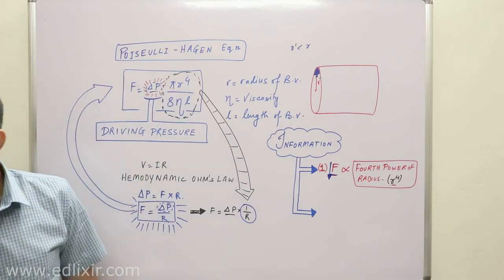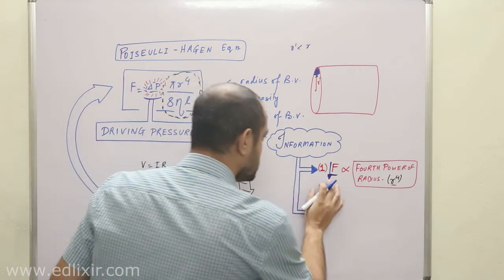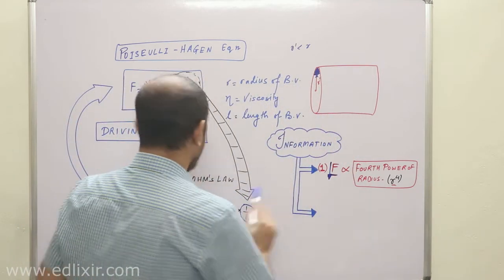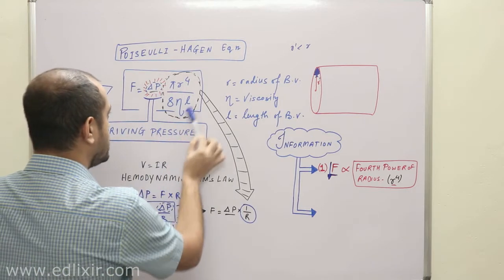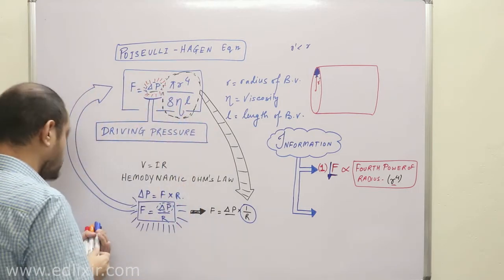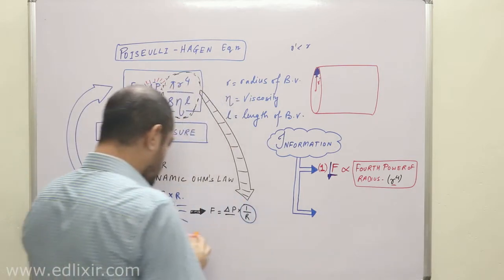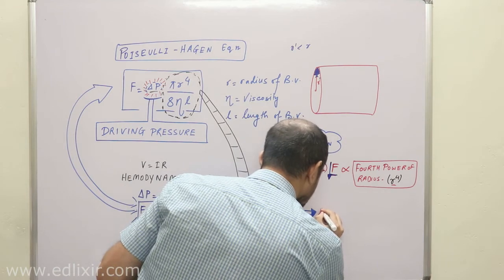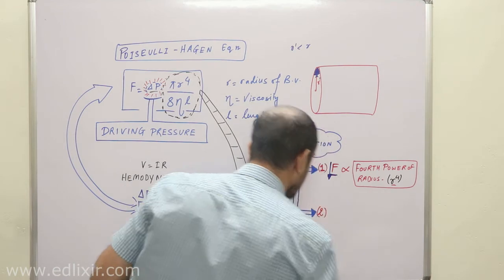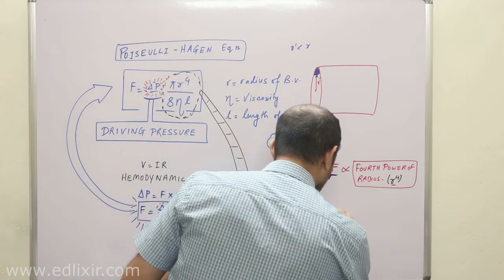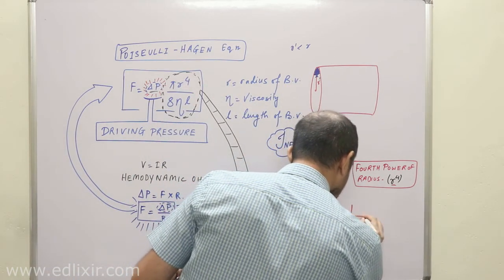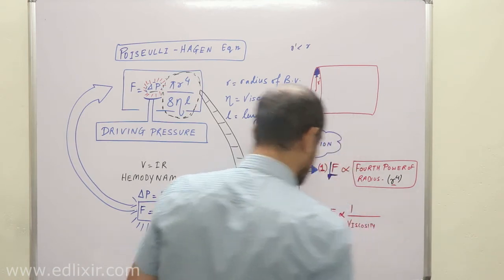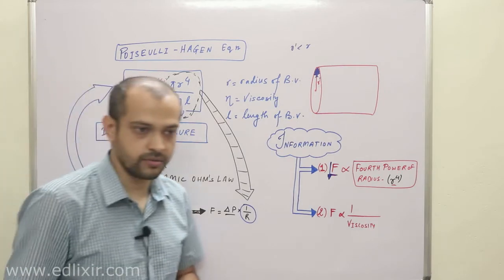Clear? Okay. Now listen with all your attention. This is very important. Now we will be talking about the role of aspirin. Clear? Now let me tell you another piece of information which we are getting from this Poiseuille-Hagen equation. Blood flow is inversely proportional to the viscosity, right? Blood flow is inversely proportional to the viscosity of the flowing blood or flowing fluid.